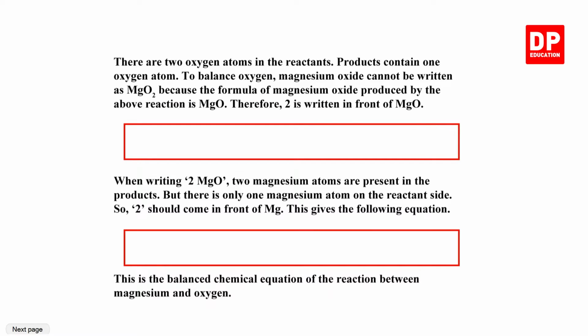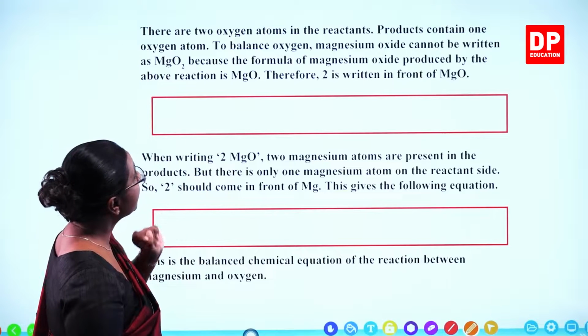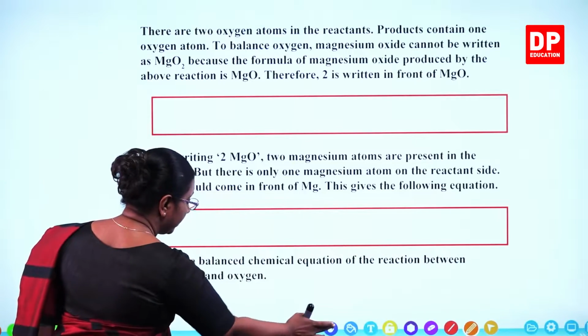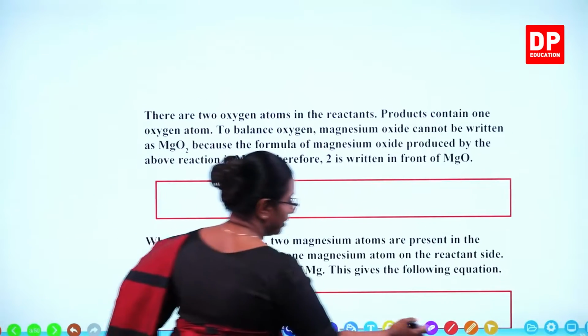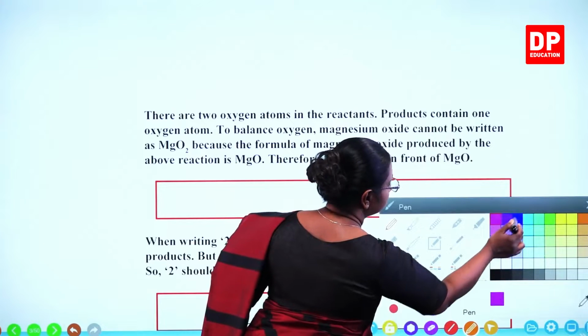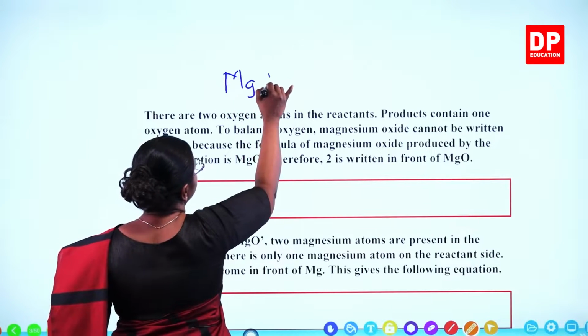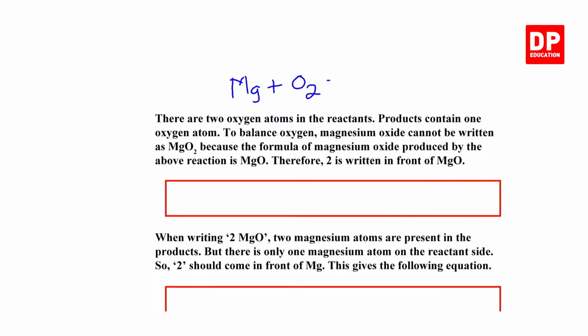There are 2 oxygen atoms in the reactants. Products contain 1 oxygen atom. So we wrote the equation first. What was the equation? We wrote the equation as Mg plus O2 giving rise to MgO.